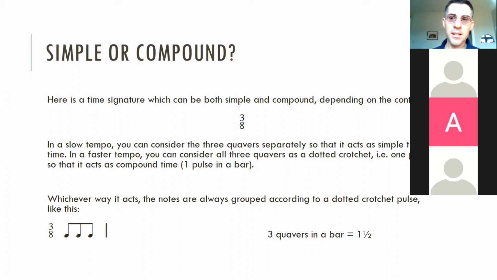Whichever way the music is written in terms of speed, 3/8 is always grouped like other compound times. So if there are 3 quavers in a bar, they are all beamed together. If you look at the bottom of the page over here, you'll see that the 3 quavers are grouped together, and 1 whole bar is equal to 1.5 pulses.